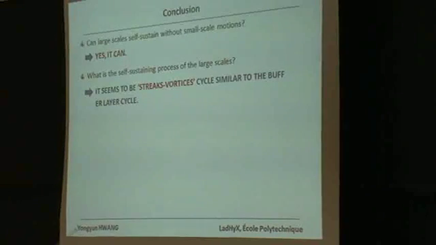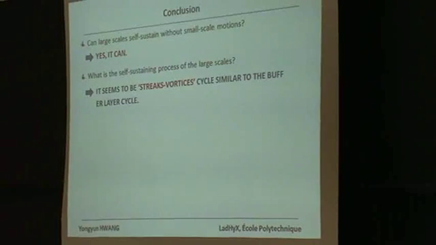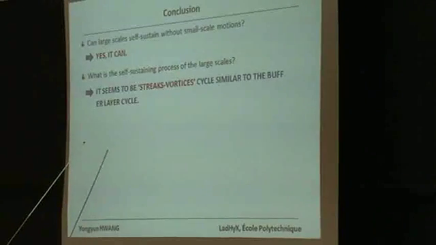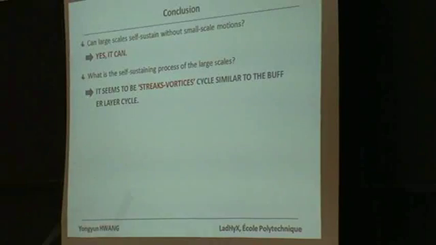We made two questions here. Can large scales self-sustain without small-scale motion? Yes, it can. And what is the self-sustaining process of the large scale? I'm not denying the hairpin mergers, but this can be another possible scenario. It seems to be a streak-vortices cycle similar to the Hamilton cycle. Thank you.